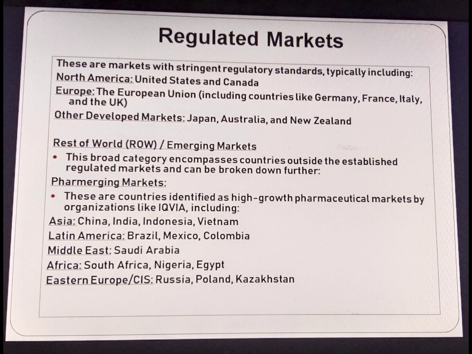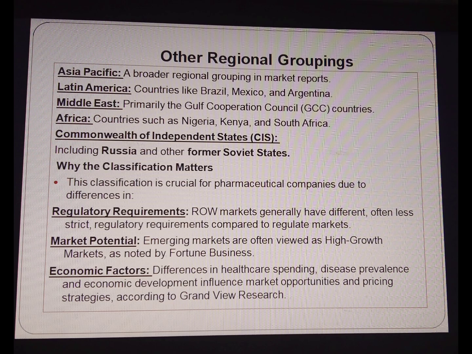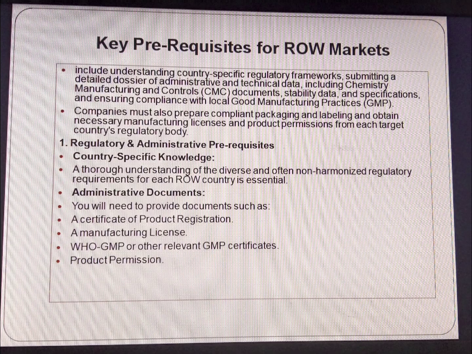Pharma emerging markets. These are the countries identified as high growth pharmaceutical markets by organizations like IQVIA, including Asian countries like China, India, Indonesia, Vietnam, etc. Latin America, Brazil, Mexico, Colombia, etc. Middle East, Saudi Arabia. African countries, South Africa, Nigeria, Egypt, etc. Eastern Europe and CIS, Russia, Poland, Kazakhstan, etc.